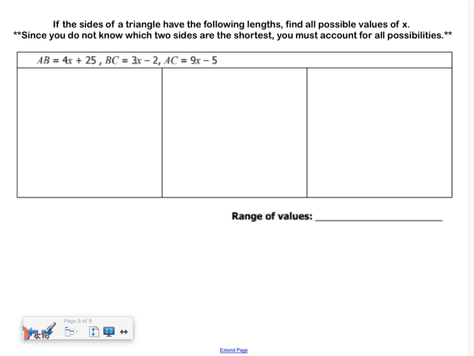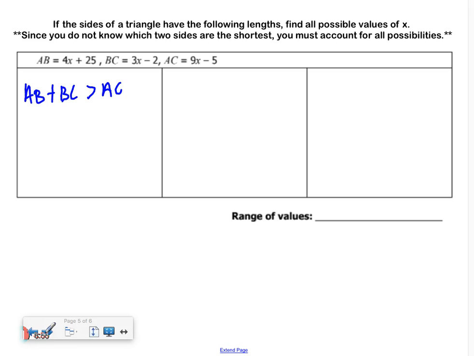So we just have some random triangle, ABC. We have no idea which sides are the smaller sides, so we have to check all possible solutions. Let's write them all before we solve. What if AB and BC were our two smaller sides? We're going to write AB plus BC needs to be what than AC? Greater than. That's one option.